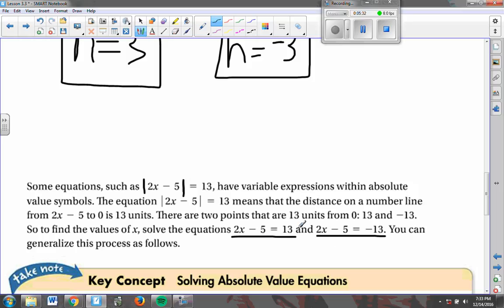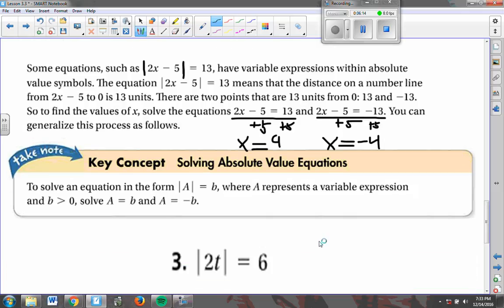Once I have it split up, I can solve each one for x. So I'll add 5 on both sides and divide by 2, and I get x equals 9. And then over here I do the same thing. I add 5 on both sides, divide by 2, I get x equals negative 4. Those are my two answers. So when we have more stuff in the absolute value than just the variable, we have to do more solving after we split. It's like a step 3.